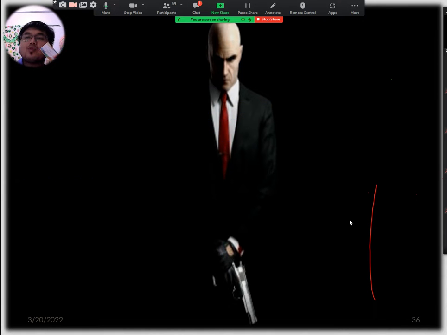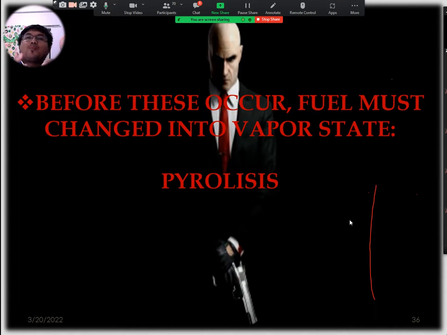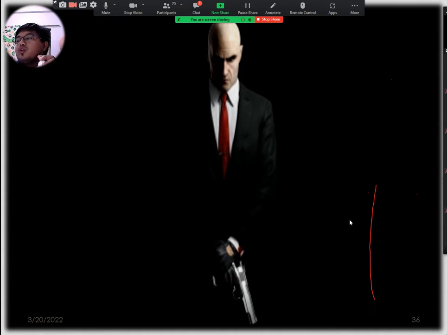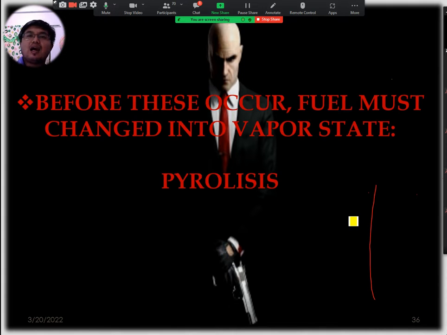So, anong tawag mo sa process na yon? What do you call the process? Okay? Before this occur, fuel must change into vapor states. You call it as pyrolysis. So, yung nangyayari na yon, na ang solid ay nagiging gas. Yung pagpalit ng solid para maging gas o yung pagpalit ng liquid para maging gas ay tinatawag nating pyrolysis.